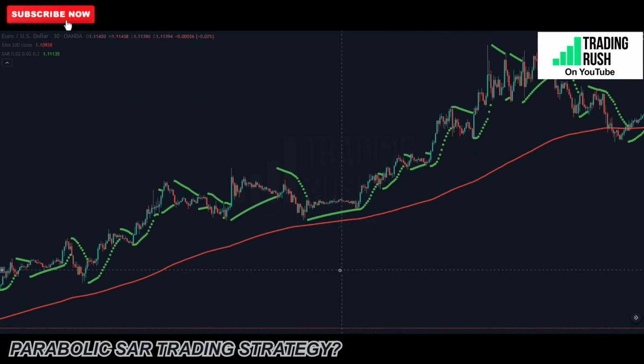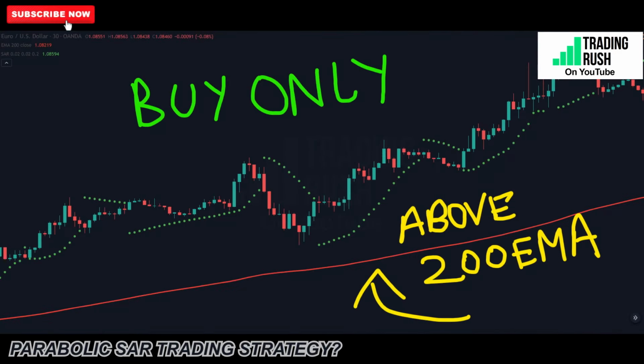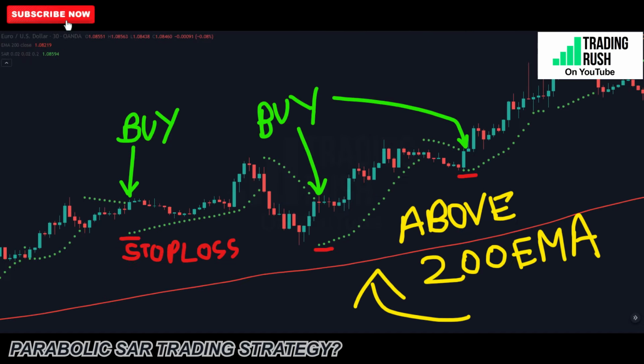We can use this information to filter false signals in our parabolic SAR strategy. We will only look to buy when the price is above the moving average, and we will only look to sell when price is below the 200-period moving average. So here's how our complete modified parabolic SAR trading strategy goes. If the price is above the 200-period moving average, we will only look to buy. When the dots flip below the candle, we will enter a long position. We will set the stop loss below the dots. And remember to wait for the candle to be completed, since parabolic SAR is a lagging indicator.